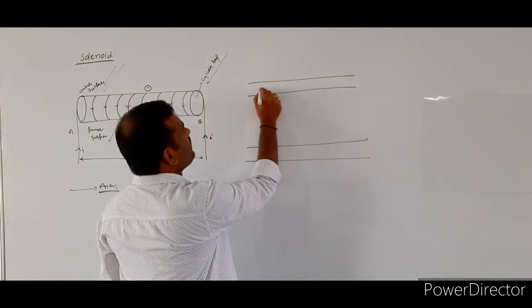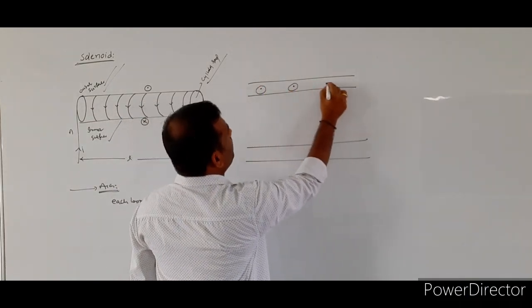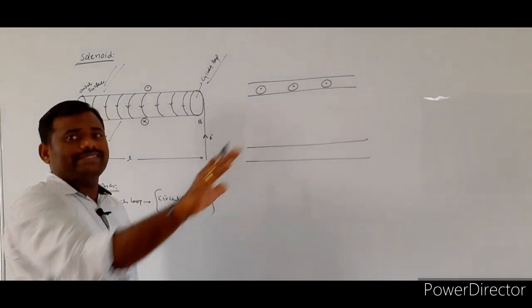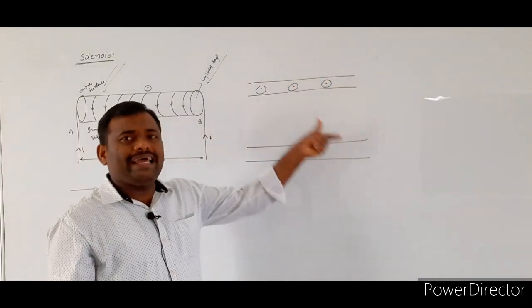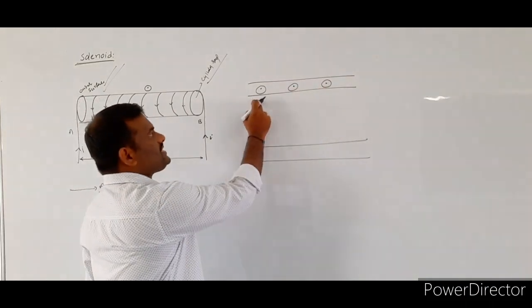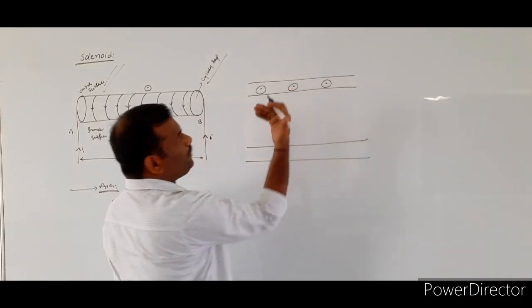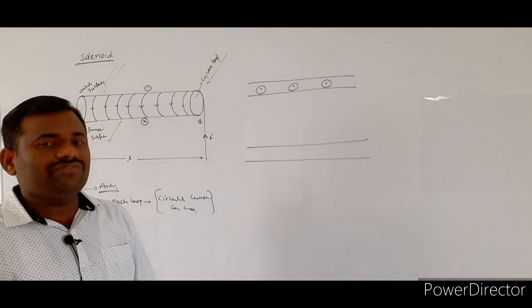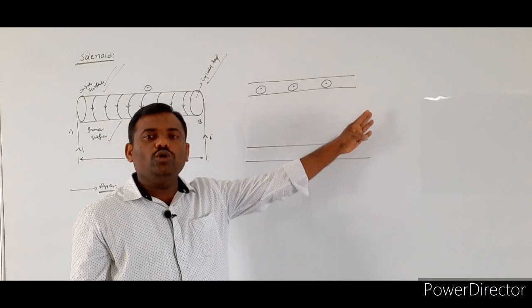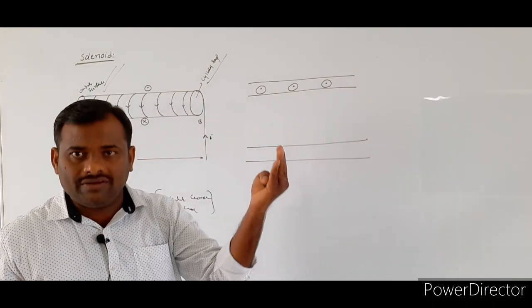So here I consider some number of loops. I consider 3 different loops. So many number of loops are there, but for explaining more easily, I consider only 3 different loops. For the first loop also current will be coming out of the plane of the paper. For the second loop also current will be what? Coming out of the plane of the paper. For the third loop also the direction of the current is coming out of the plane of the paper.